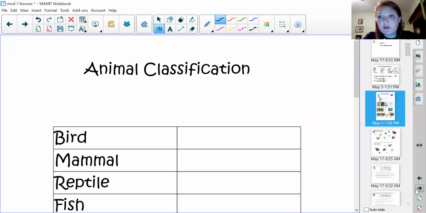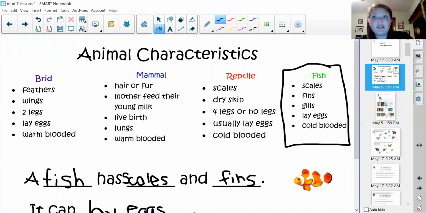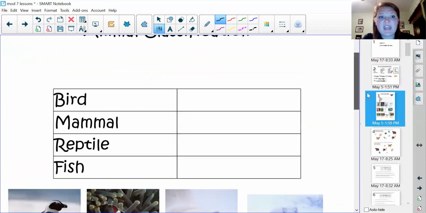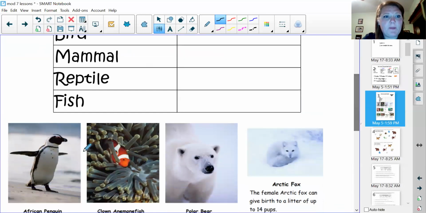Now, we can also classify animals. Going back to our list here, we can classify animals based on if they're a bird, a mammal, a reptile, or fish. So we're going to create our own little chart here, and keep track of how many of these pictures down here fit into these categories. Let's look at our first one here, a penguin. Is that a bird, a mammal, a reptile, or a fish?